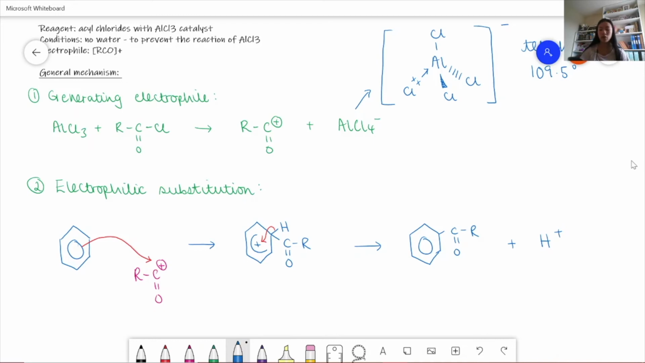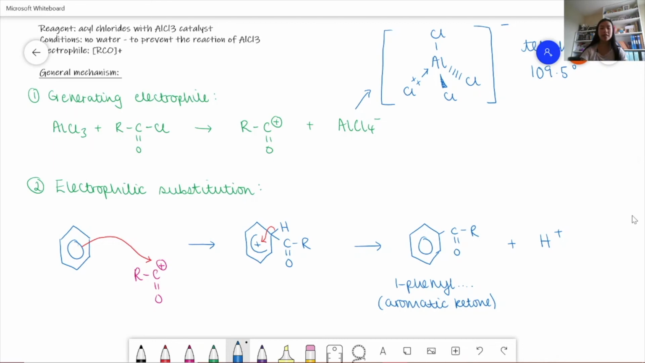And so the product we formed is actually 1 phenyl, and then we'll have the name which depends on R, because we formed an aromatic ketone. So for example, if R was CH3, then we would have 1 phenyl ethanone, because then there'd be 2 carbons.